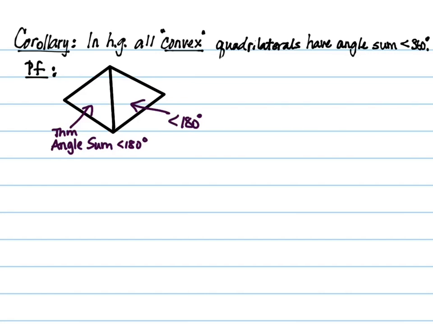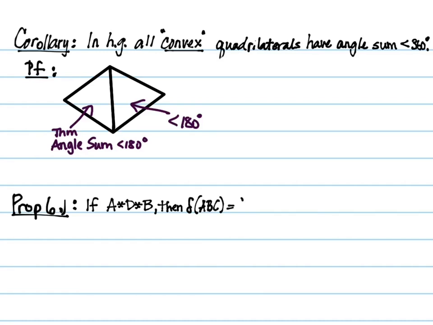All right, Proposition 6.1 is next. And it's going to go back to some of the between language that we've seen before. So if D is between A and B, I wrote it like this, then the defect of ABC is equal to the defect of ACD plus BCD.